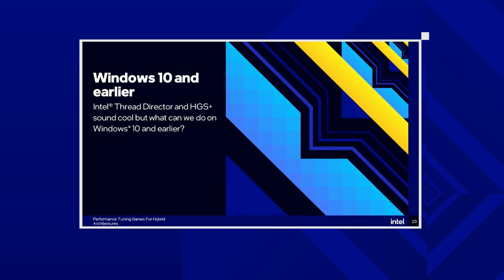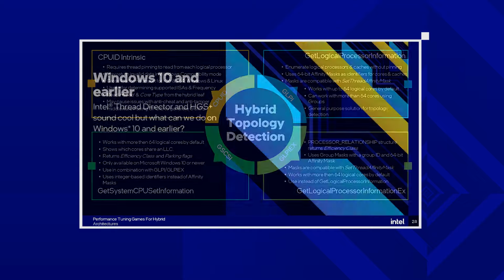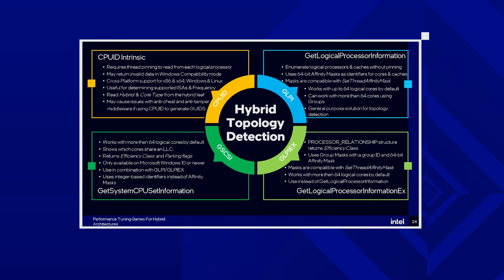So what do we do about Windows 10 and earlier? Intel Thread Director and hardware guided scheduling sound cool, but we can't use them on Windows 10. Let's talk first about hybrid topology detection, because we're going to need to do this first in order to detect a hybrid processor. There are a few ways that you can go about it.